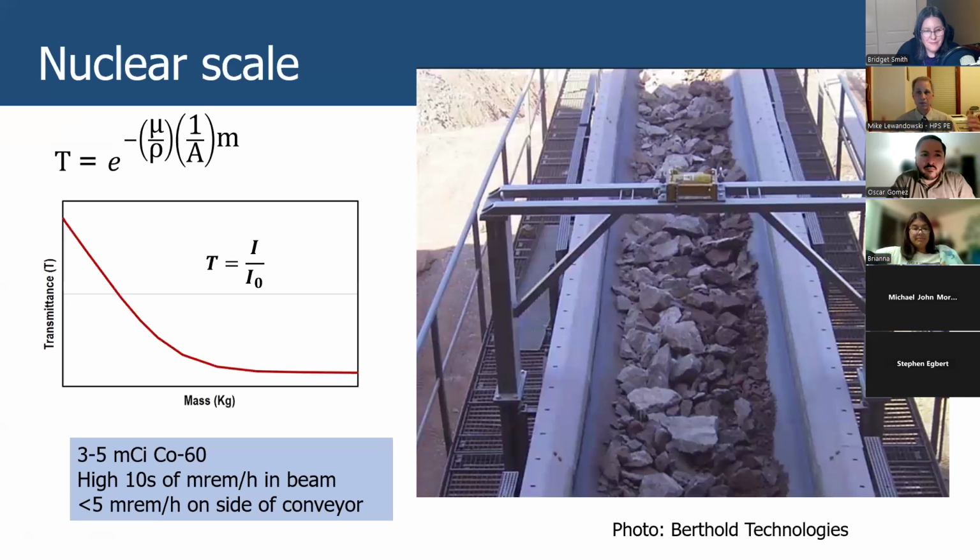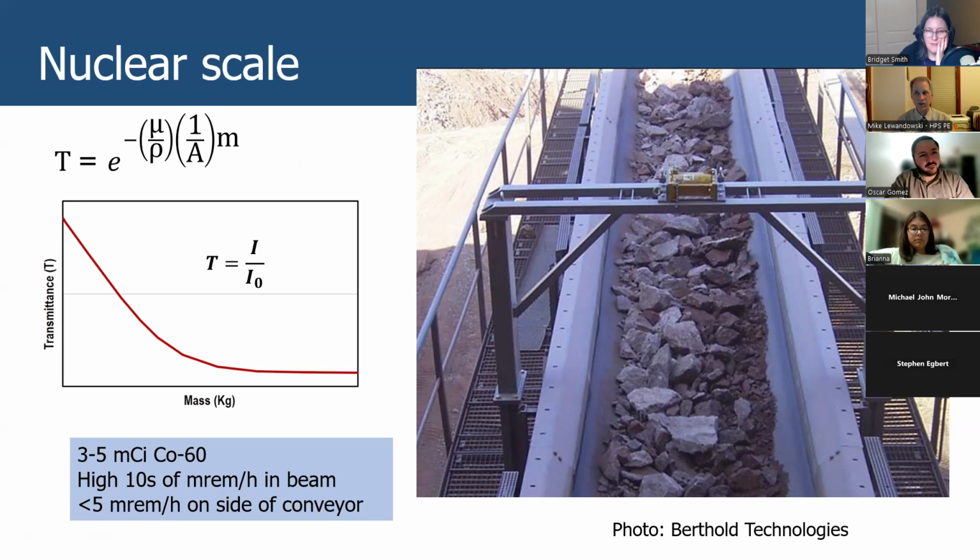This gets us to an application called the nuclear scale. So let's take this level gauge and rotate it 90 degrees. Instead of measuring horizontally, let's measure vertically, and let's measure the material that's passing over it. So let's take our friend, a conveyor belt. Let's place a radiation source on one side of the conveyor belt and a radiation detector on the other side.